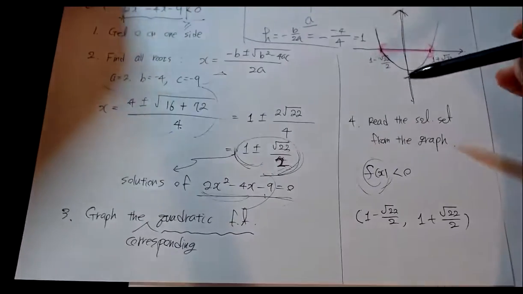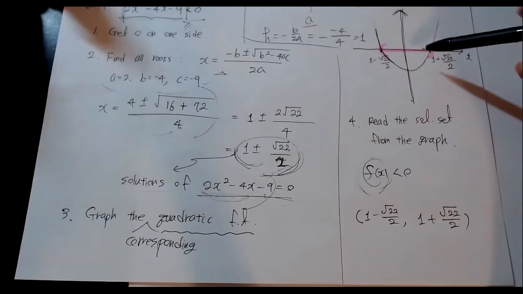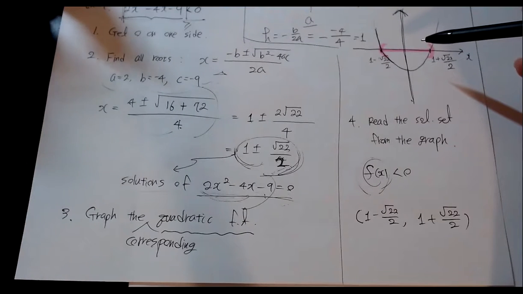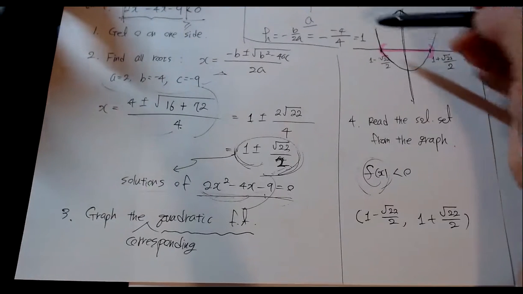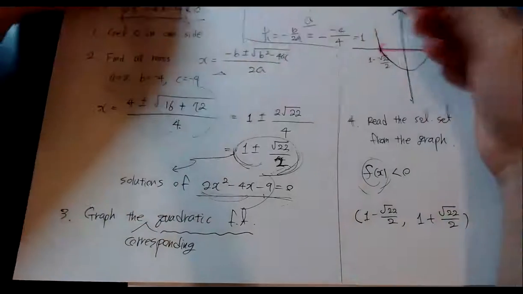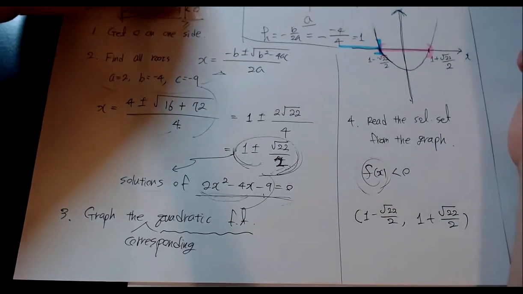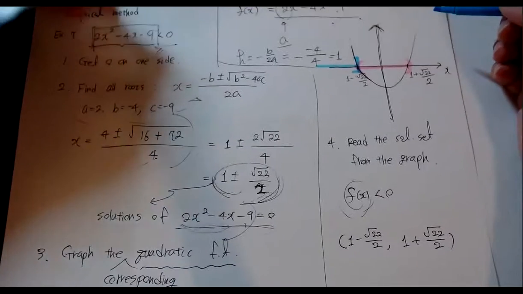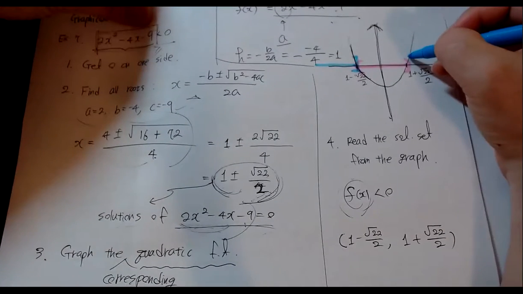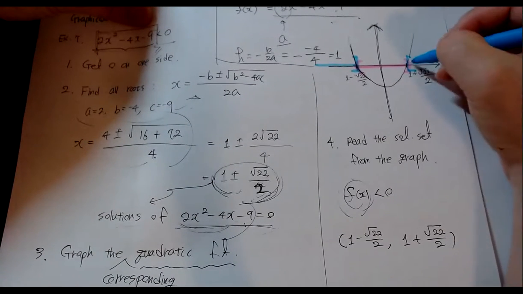They want to find the interval on the x-axis where f of x, which means y, is greater than or equals 0. That is from negative infinity to 1 minus square root 22 over 2, a closed endpoint because there's an equal sign, and then from 1 plus square root 22 over 2 to infinity.